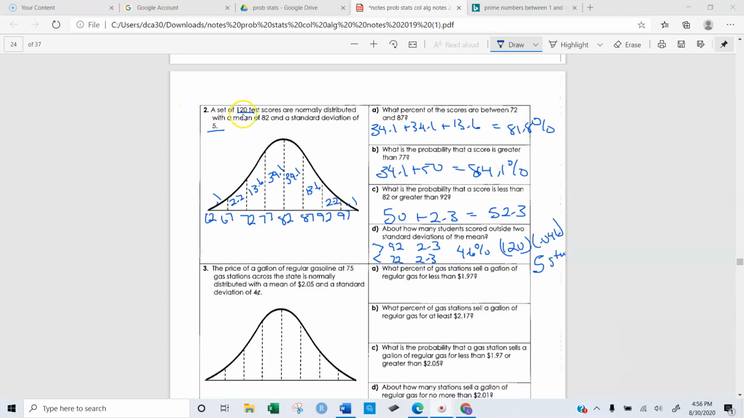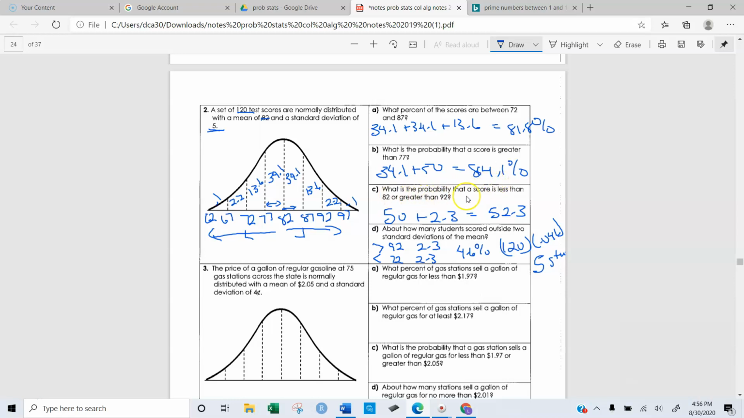So you should have taken 120 test scores. 82 was your middle. Standard deviation is 5. So you added 5 going this way, subtracted 5 going this way. Percentage between 72 and 87. So you're between 72 and 87. You had 2 34s and a 13, giving you 81.8. Okay, greater than 77. Well, I know 82 is halfway, so it's 50. So this is all 50 here, plus the 34.1. If you add them all up, you still got the same answer of 84.1.